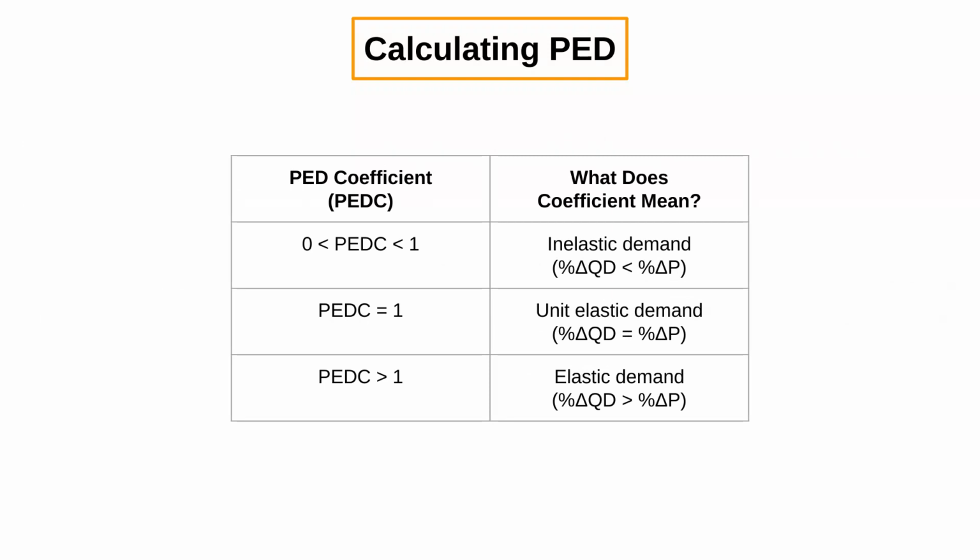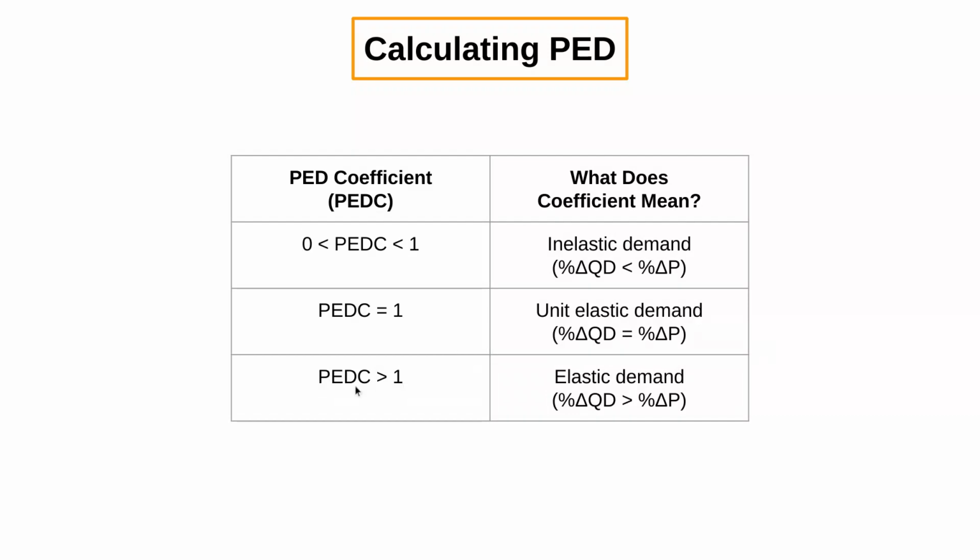So when the numbers spit out of the formula, you're going to get basically three different options. You're going to get a number, the coefficient, that the formula spits out, PEDC. It's either going to be between 0 and 1, and in that case you'd have inelastic demand, so the quantity demanded change is smaller than the price change. If it's equal to 1, this is something new. It's called unit elastic demand. That just means people's response to the price is exactly in line with the price change.